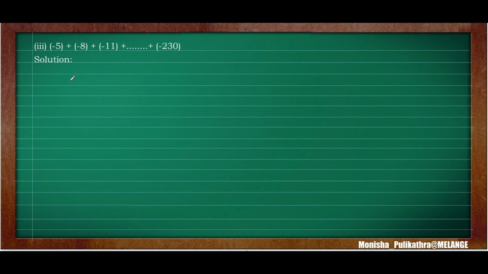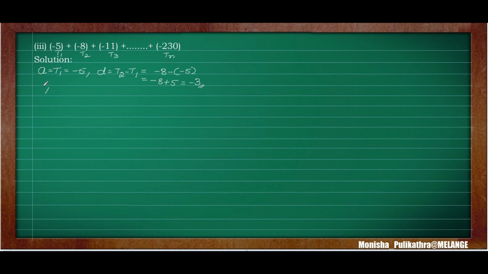Moving on to the last question of this session. The third sequence is minus 5, minus 8, minus 11 up to minus 230. So this will be T1, T2, T3 up to Tn. Okay, the first term A is equal to T1, that is minus 5, and common difference is T2 minus T1. So T2 is minus 8. Since it has minus, we have to put a bracket here, that is minus 5. So minus 8 minus into minus plus 5. So the common difference is minus 3.